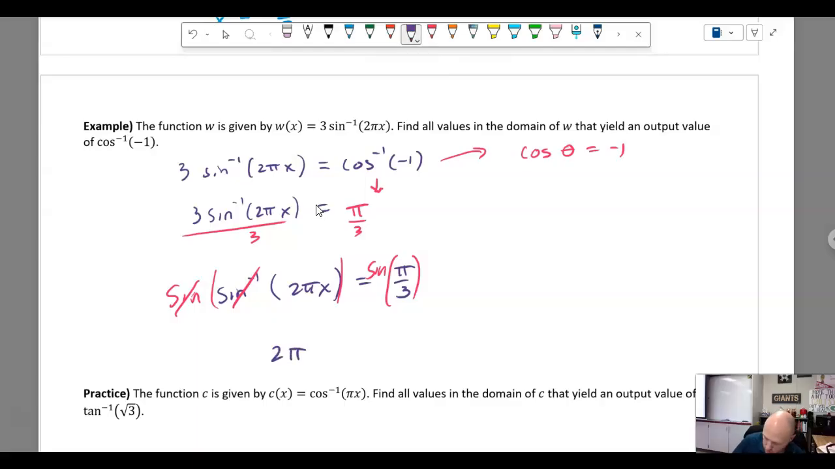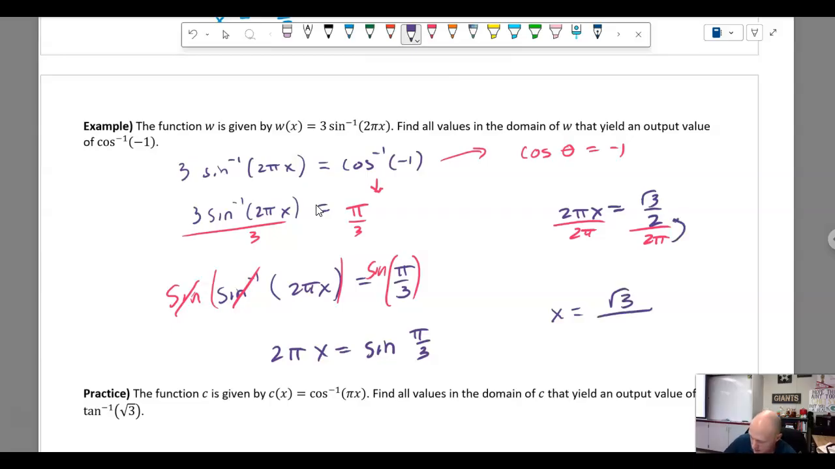And so we get 2 pi x is equal to sine of pi over 3, which gives us 2 pi x is equal to, what's that, square root of 3 over 2. There's our y value. Okay, and then I'm going to divide by 2 pi on both sides. And so final answer, x equals square root of 3 divided by, these multiply, and you get 4 pi. Okay? There you go.